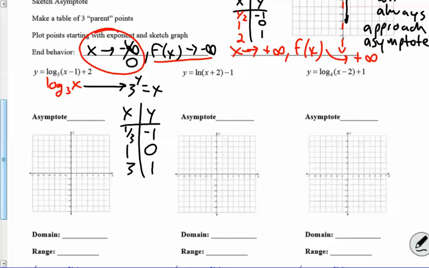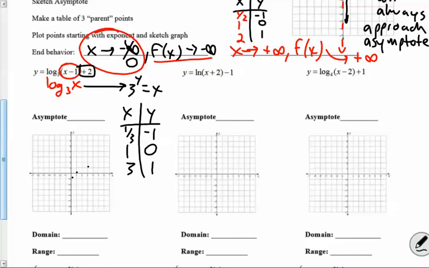With logs, same type of deal as we've done before. This part here, this red circle, is the horizontal shift. Okay? -1 means to the right one, +1 would mean left one. Over here, in the box, +2, that means we're moving up 2. If it was -2, it would be down 2. All right, plot your quote-unquote parent points first. So you do 1/3, -1, about here, 1, 0 here, and 3, 1 is here. Okay, just start with those.